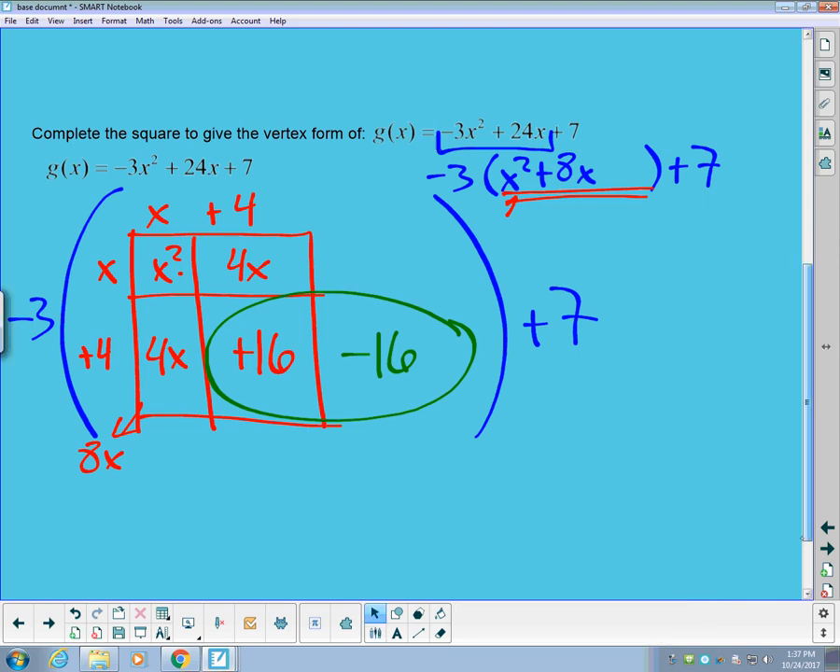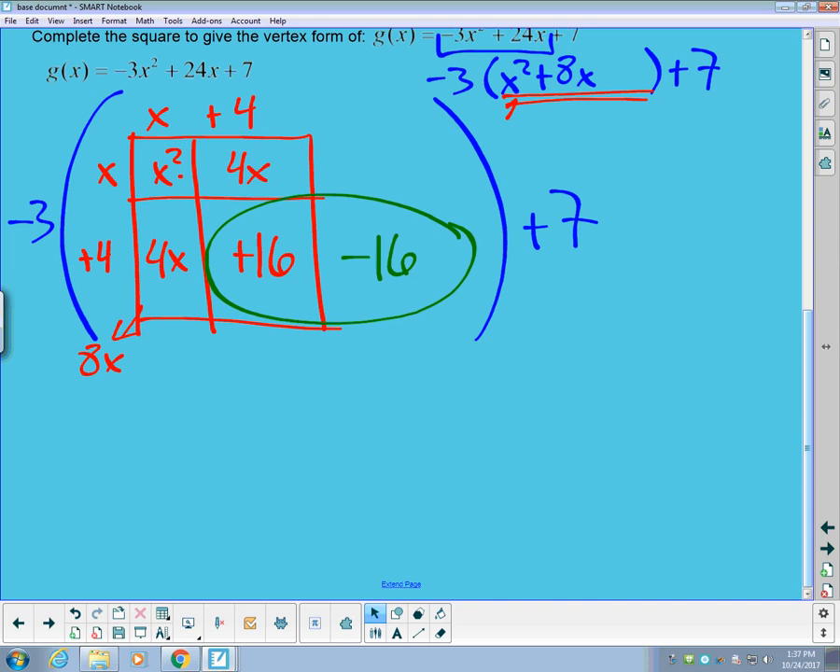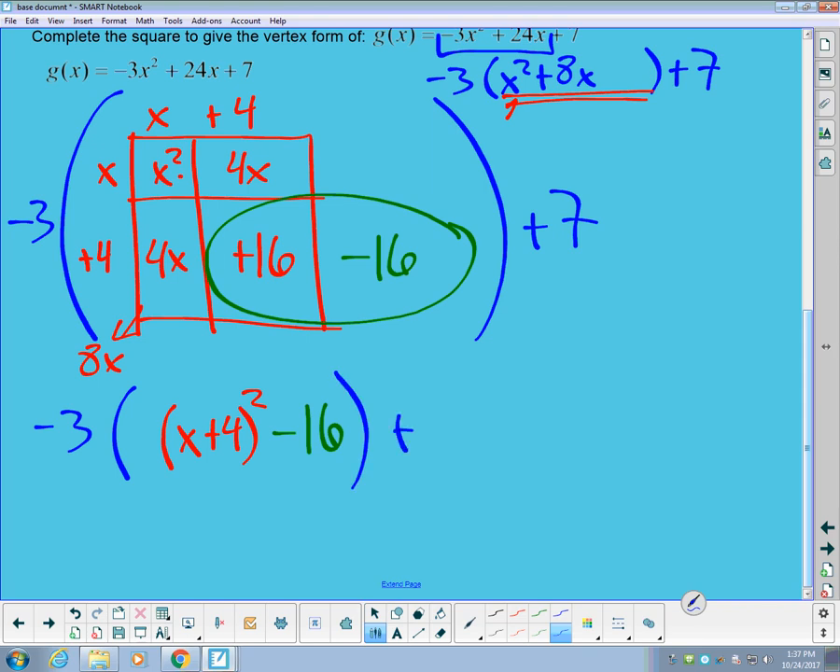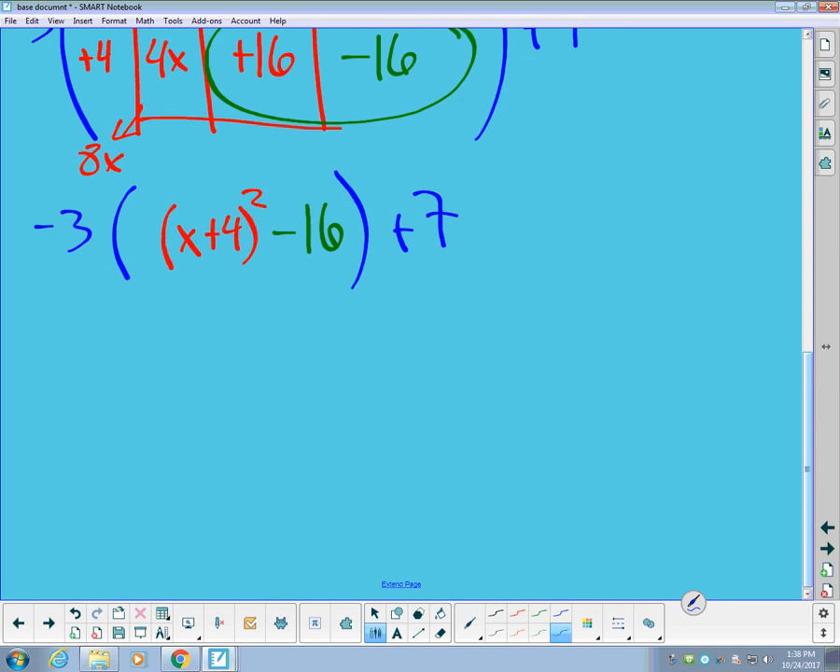Okay, so this is a great big visual representation of what's going on, but I can do the same thing. I'll keep my negative 3 and the set of parentheses, but now my red box in here I'm going to write as an x plus 4 on each side, so that red box is x plus 4 squared. There is a minus 16 that is still there inside these blue parentheses, and a plus 7 on the outside. And now I'm just going to distribute. Okay, I'll distribute the negative 3 in here.